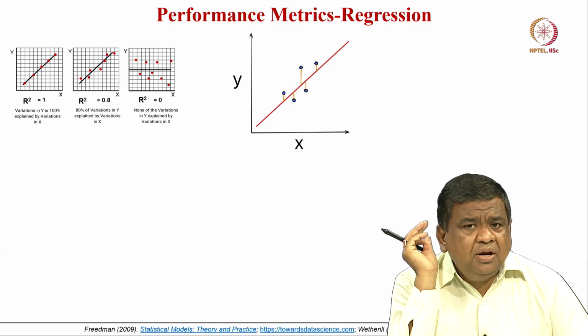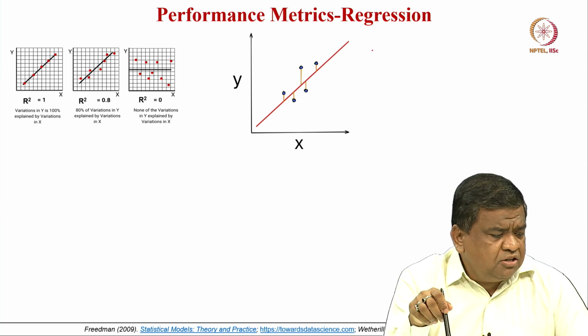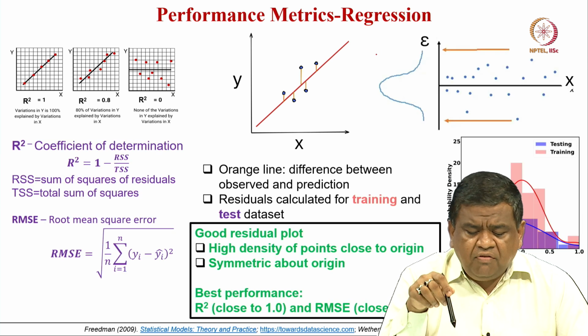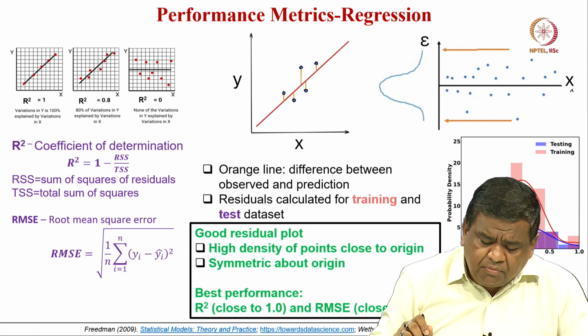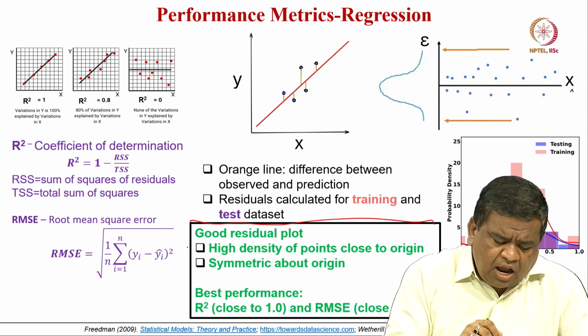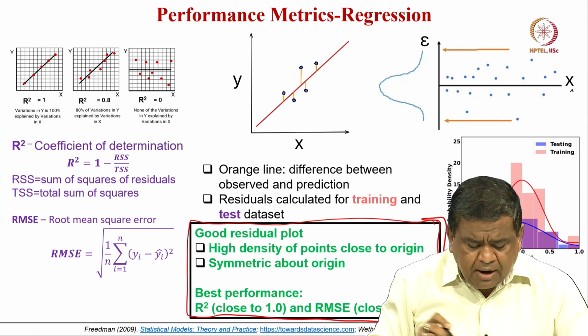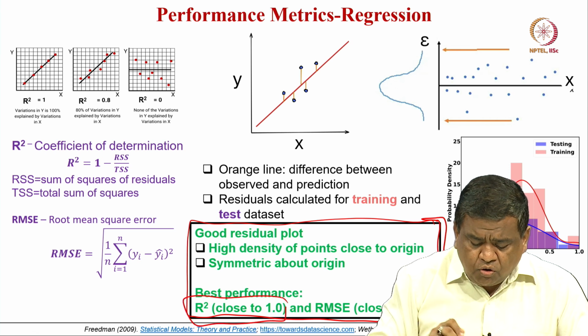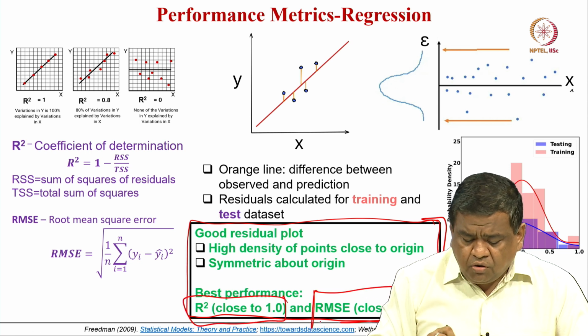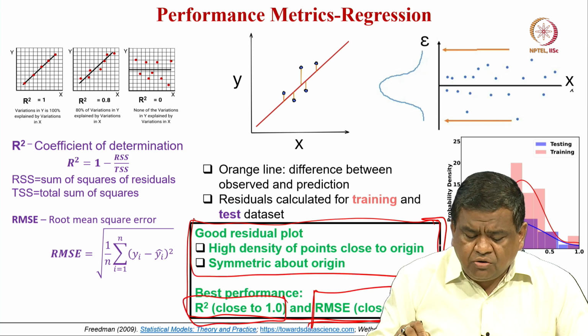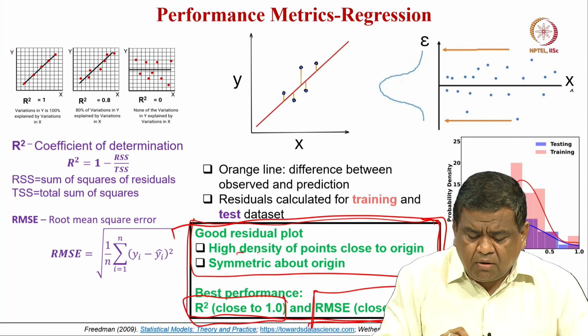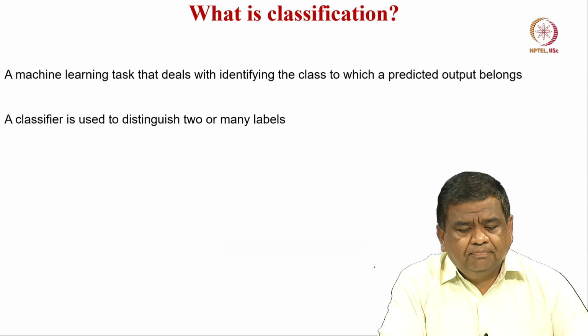Performance matrices have been told multiple times, so I will just go through them very fast, and then this particular box I would like to highlight, because this is the thing that you all need to remember. Your R square value should be close to 1, your RMSE value close to 0, and a good residual error plot should have a high density of points close to the origin, and it should be symmetric about the origin.